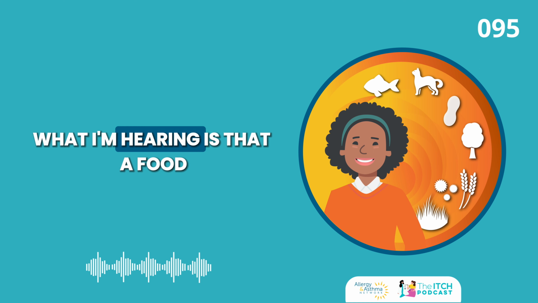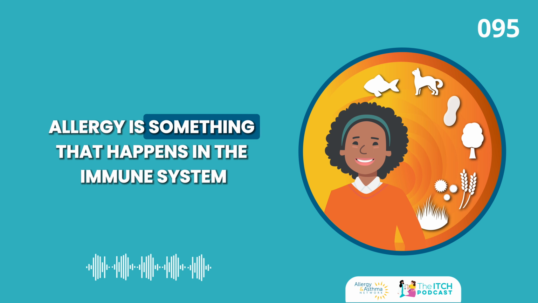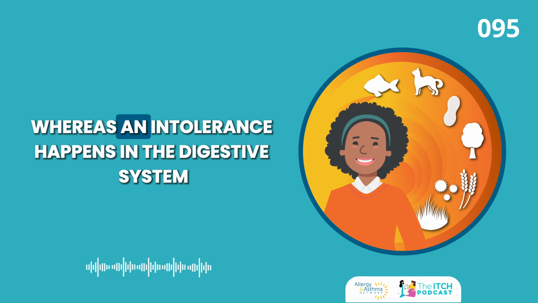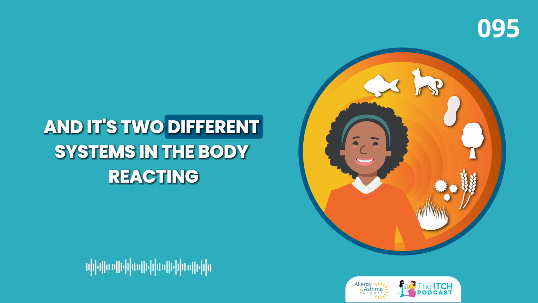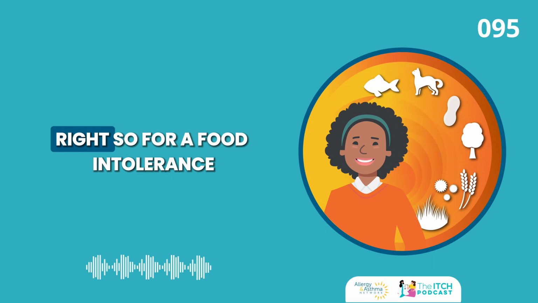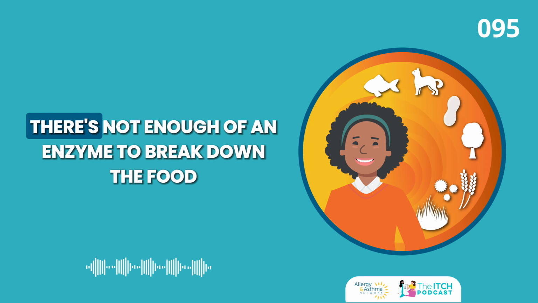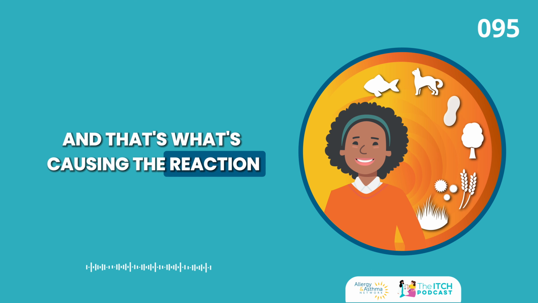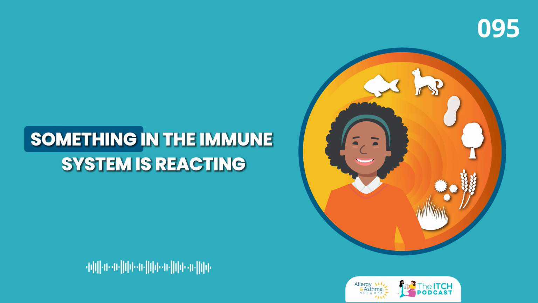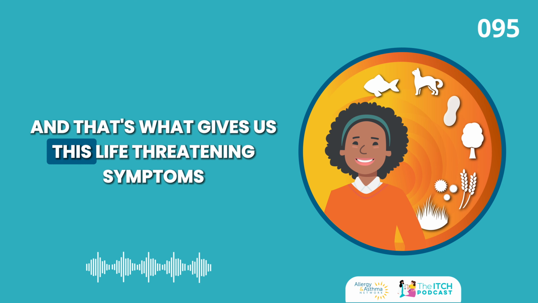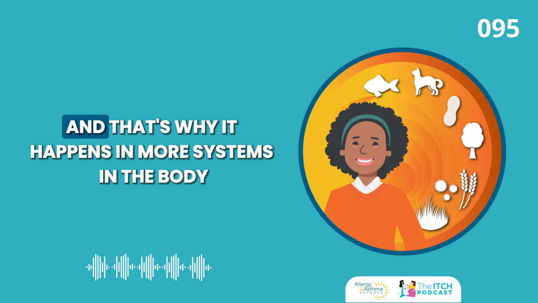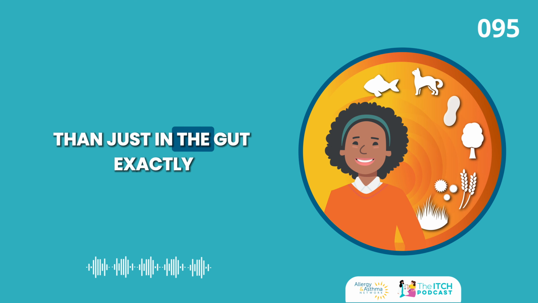Okay, so what I'm hearing is that a food allergy is something that happens in the immune system, whereas an intolerance happens in the digestive system. And it's two different systems in the body reacting, right? So for a food intolerance, there's not enough of an enzyme to break down the food, and that's what's causing the reaction. Whereas with a food allergy, something in the immune system is reacting, and that's what gives us these life-threatening symptoms. And that's why it happens in more systems in the body than just in the gut.